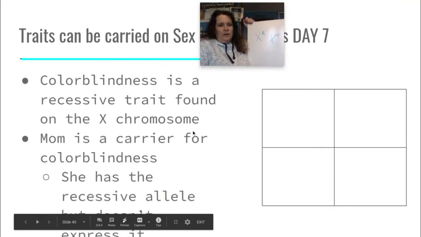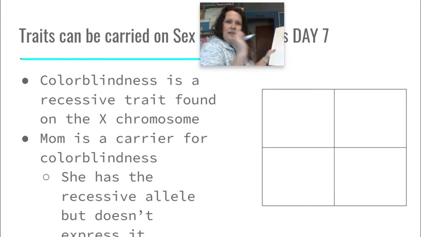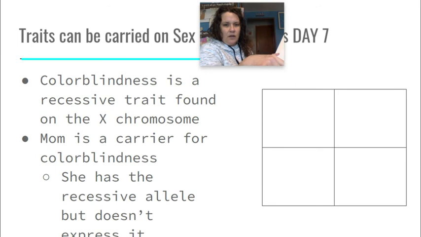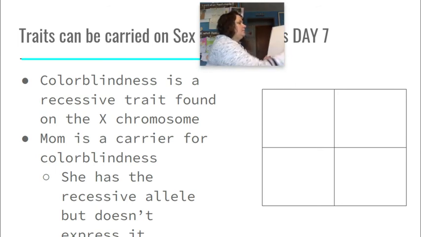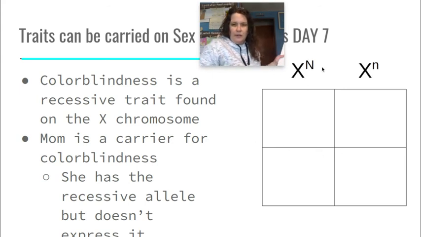So here's an example. It says color blindness is a recessive trait, so you have to have 2 recessive alleles to express the trait, found on the X chromosome. Mom is a carrier for color blindness. She has a recessive allele but doesn't express it. What would that look like? So we're going to use N's for color blindness. If she is a carrier, that means she carries one of the recessive alleles but does have the dominant. So does she have color blindness?